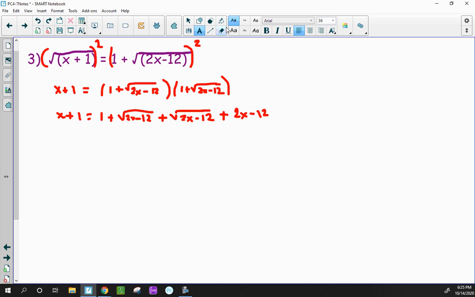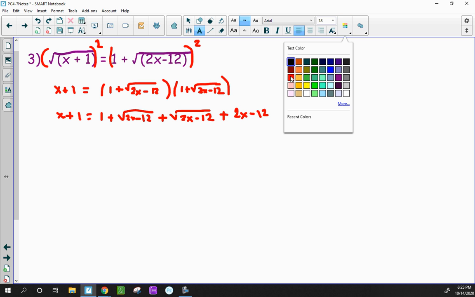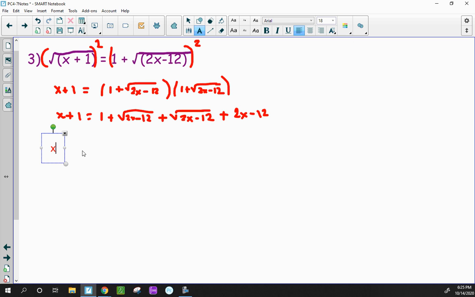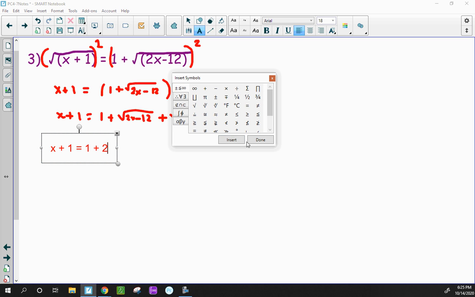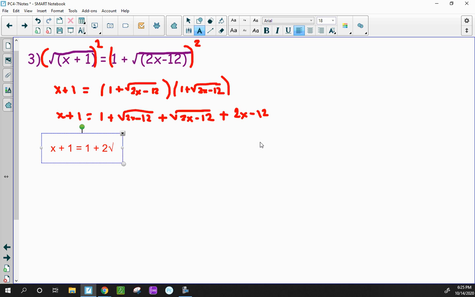And so then, I'm going to switch to topping here for a second. Then you're going to get x plus 1 is equal to 1 plus, and then it's 2. There's 2 of these terms of 2x minus 12. And then plus 2x minus 12. Okay, so we're going to start putting everything together that we can.